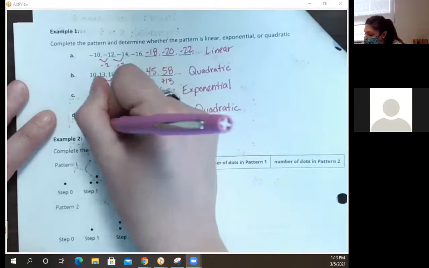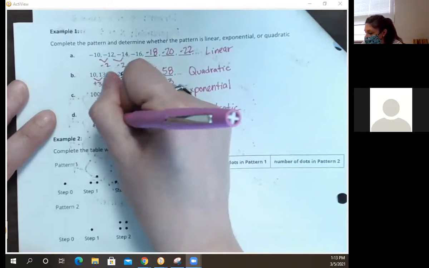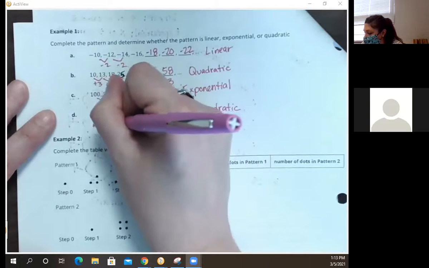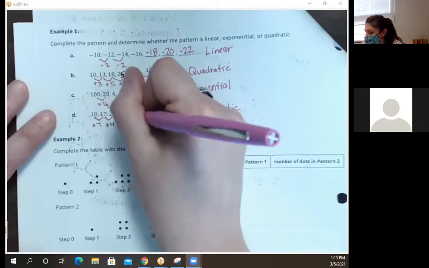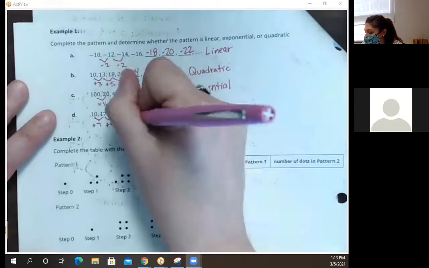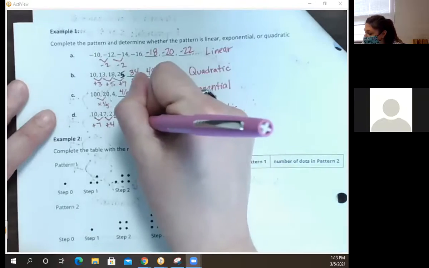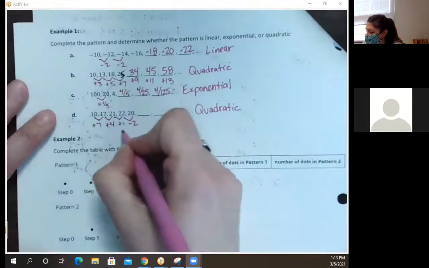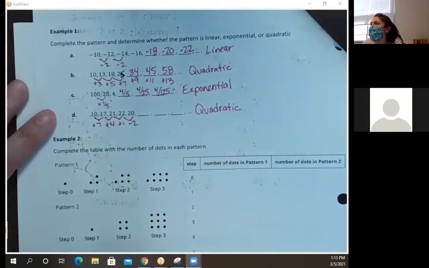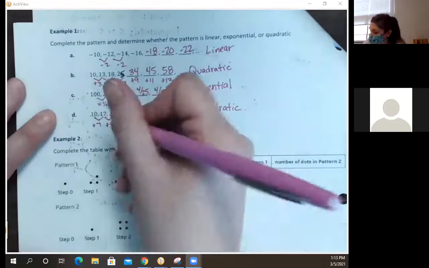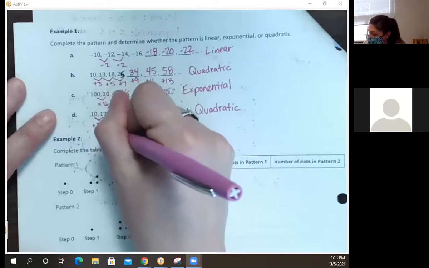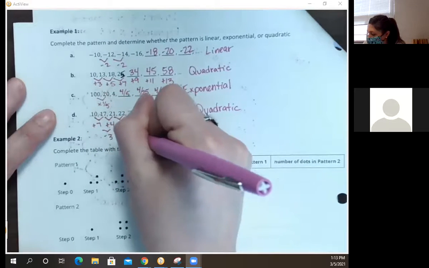So to get from 10 to 17, we're going to add 7. To get from 17 to 21, we add 4. 21 to 22, we add 1. 22 to 20, we're going to subtract 2. How are these numbers changing each time? We go down by 3 each time. So I have to subtract 3 each time.